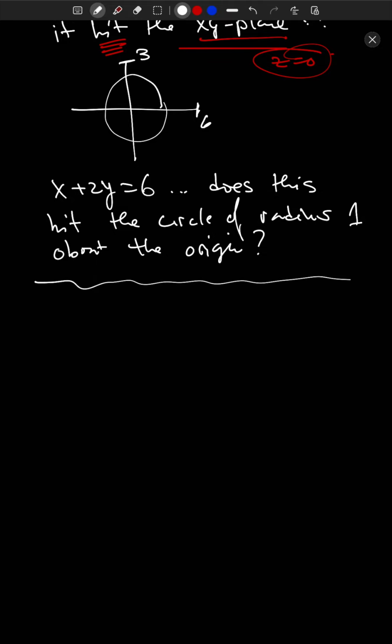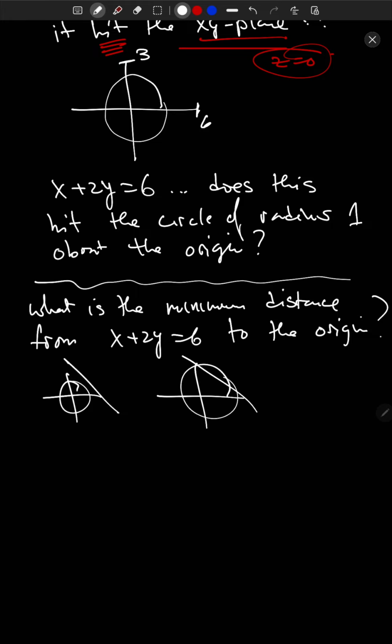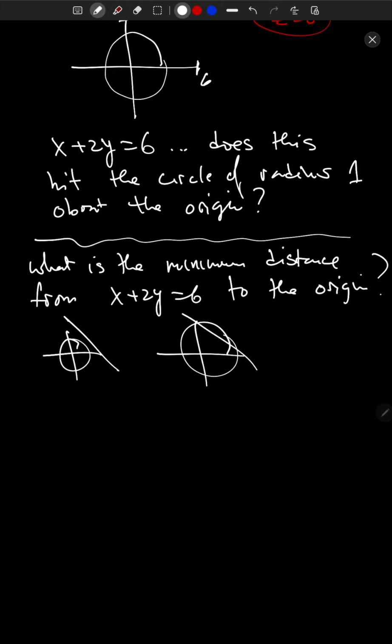So what we're going to do is we're going to figure out what is the minimum distance from our line to the origin. All right, and if the minimum distance from our line to the origin is bigger than 1, then our picture has to look like that, right? If the minimum distance is less than 1, then that means our picture has to look like something like that. Okay, so this completely is going to answer the question that we want.